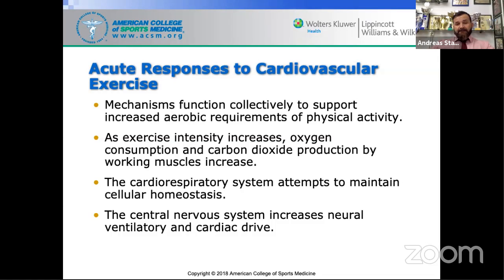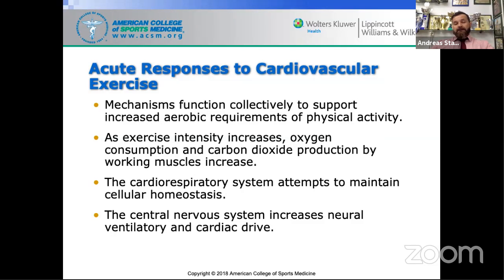As exercise intensity increases, oxygen consumption will increase, of course, and carbon dioxide production will also increase. I think that's pretty easy to grasp. Now, in any case, all systems, including the cardiovascular system, are trying to maintain cellular homeostasis, so at the cellular level, to be in an equilibrium. After whatever you do, your body is so amazing, it's trying to bring you back to the state you were at rest. Make sense?